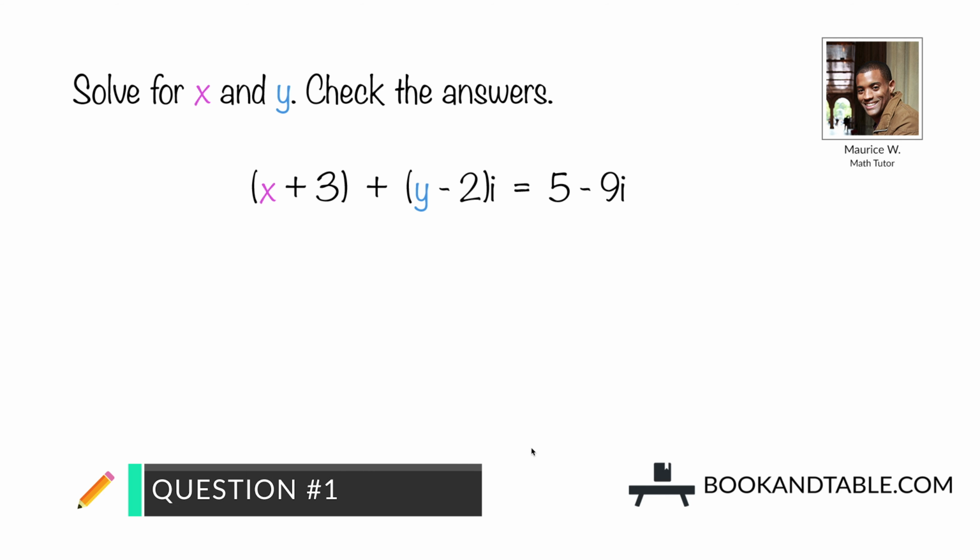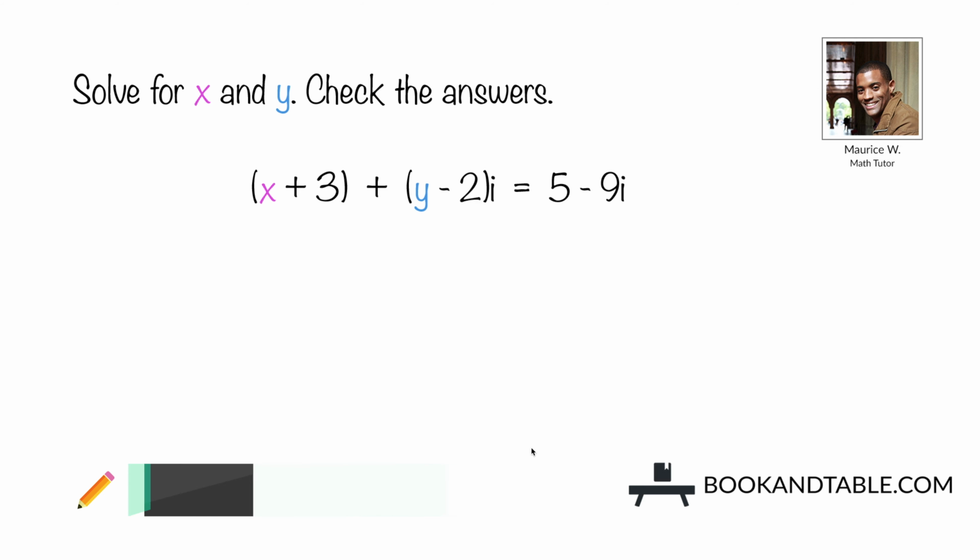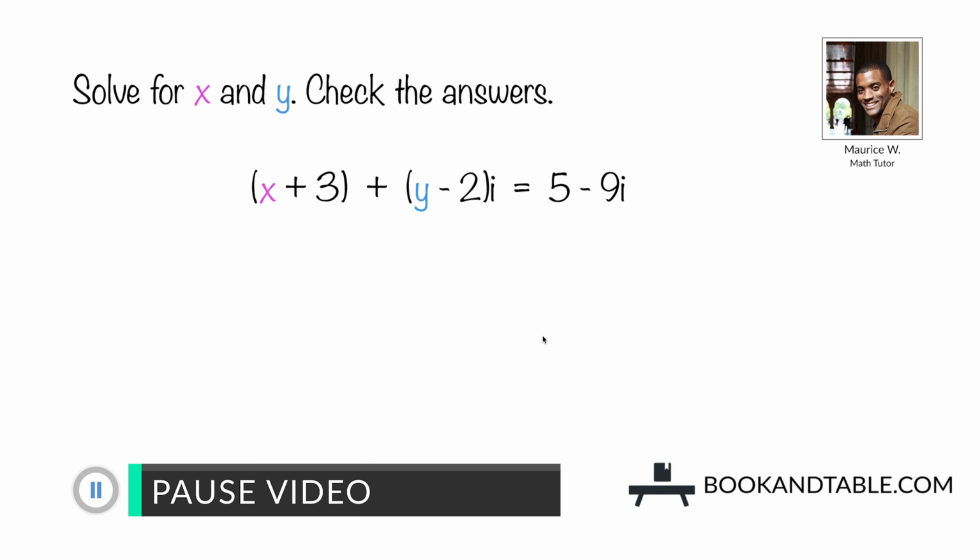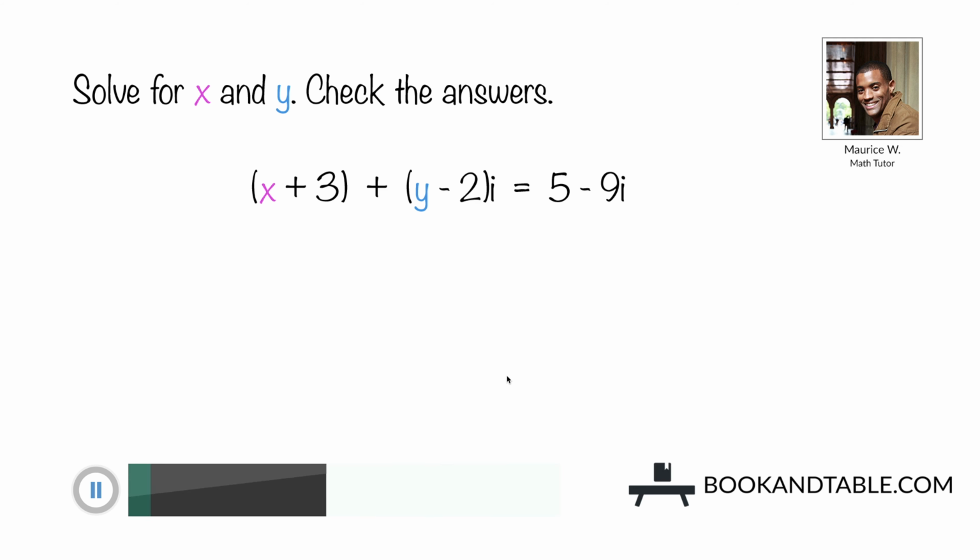Question number 1. Solve for x and y, check the answers. (x + 3) + (y - 2)i is equal to 5 - 9i. Pause the video, answer this question, and then press play when you are ready to begin.